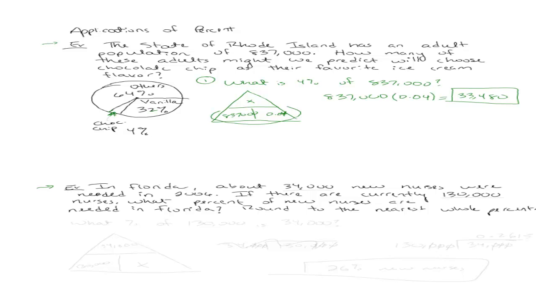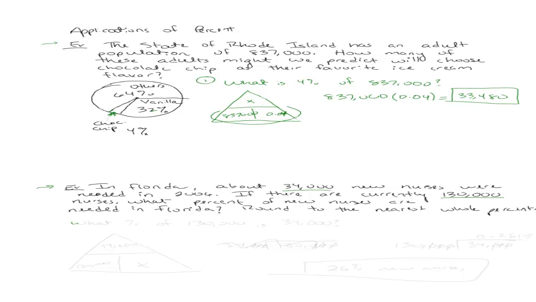In Florida, about 34,000 new nurses were needed in 2006. If there are currently 130,000 nurses, what percent of new nurses are needed in Florida? Round to the nearest whole percent. So again, we have a problem that's in a different form than we're used to. We have to make it into an is-of-percent equation. I know that there are currently 130,000 nurses, so that's my of. And 34,000 will be new nurses. So I want to know what percent of 130,000 is 34,000.